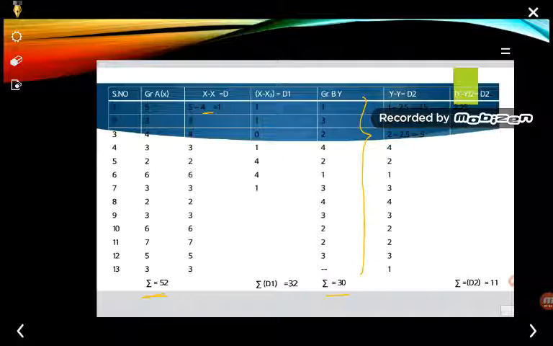In order to find the deviation, we have to subtract the variables from the mean. So 5 minus 4, where 4 is the mean, gives 1. Then we have to make it square. So here we get the deviation, and the summation of all the squared deviations is 32.